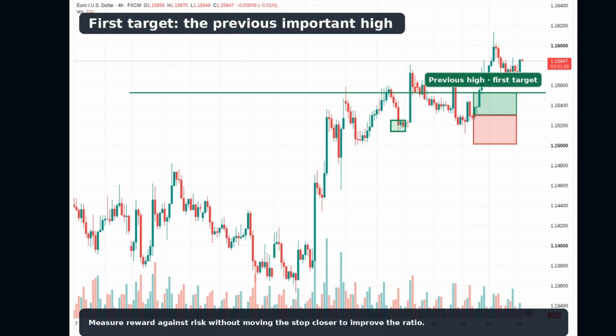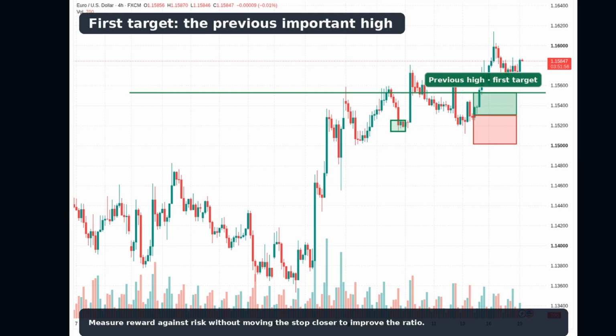We have three choices. Identify a better target. Wait for a better entry. Or avoid the trade. In this historical example, price respects the support area and moves toward the previous high.